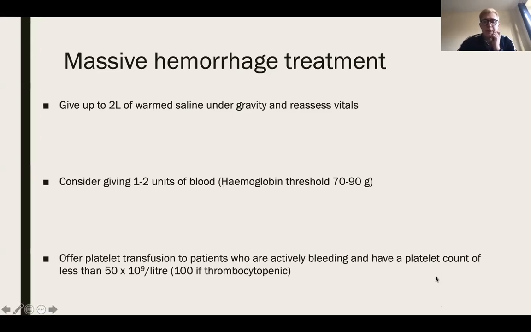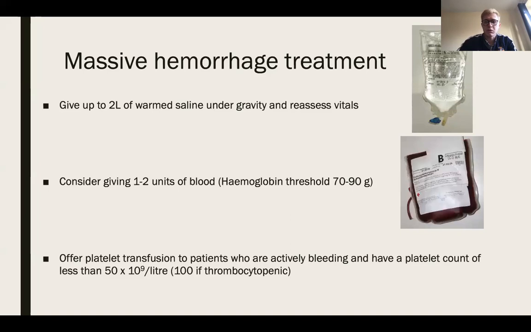So for platelet transfusion, if a patient is actively bleeding and has a platelet count of less than 50 x 10^9 per liter, you want to give a platelet transfusion as well. But if a patient is also thrombocytopenic, there is a higher threshold of 100 because they're more likely to bleed. Cool.